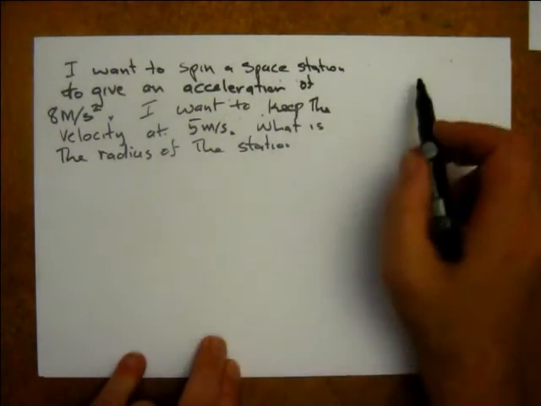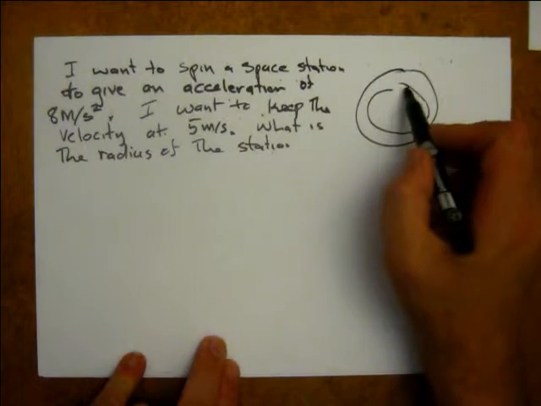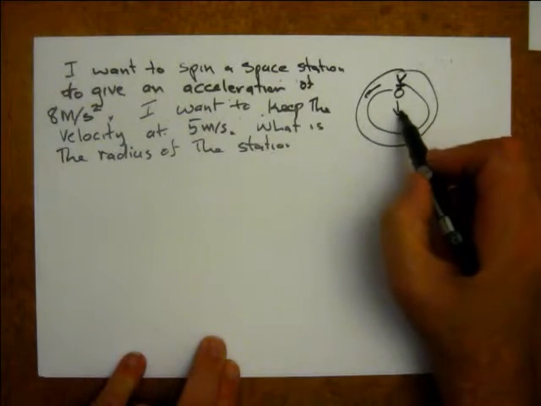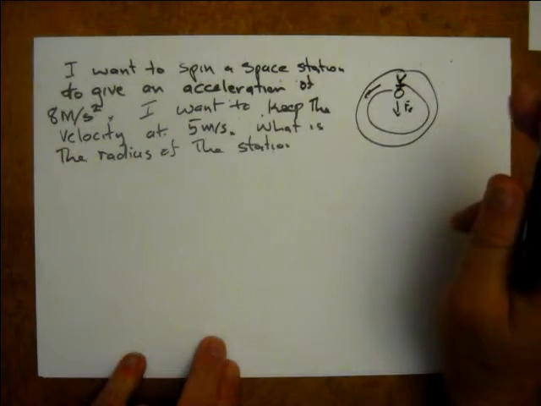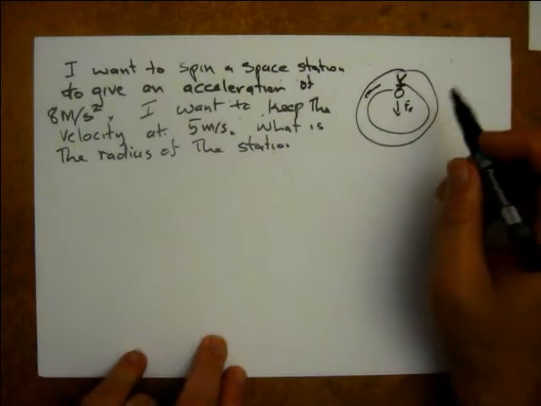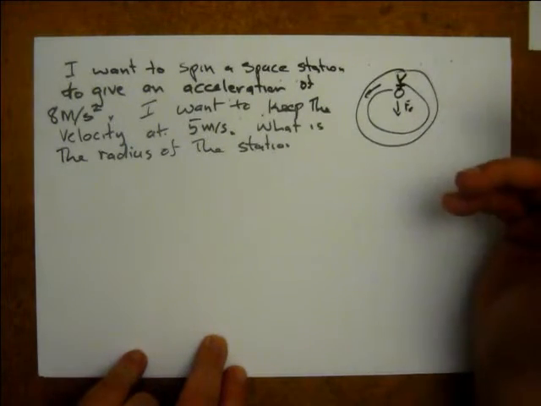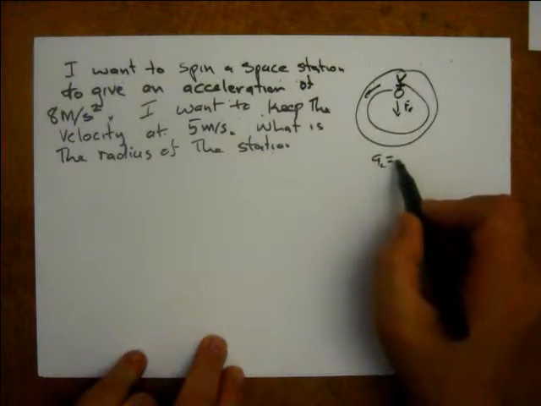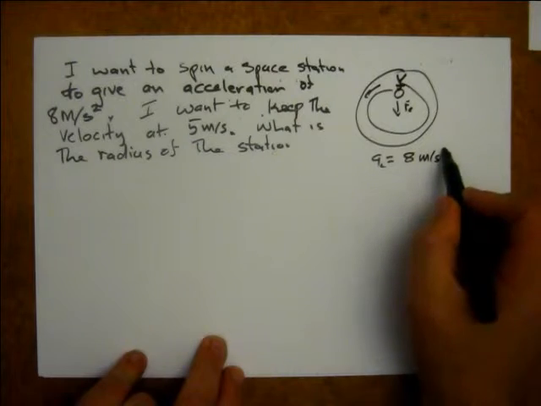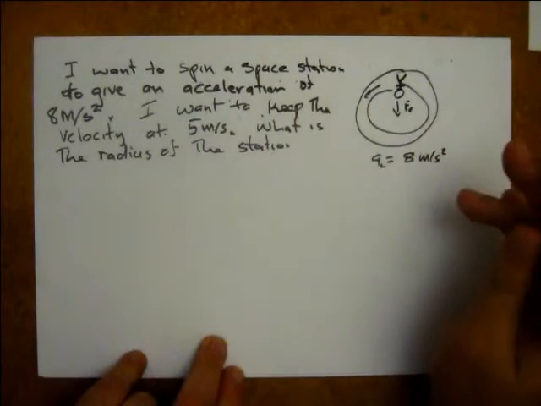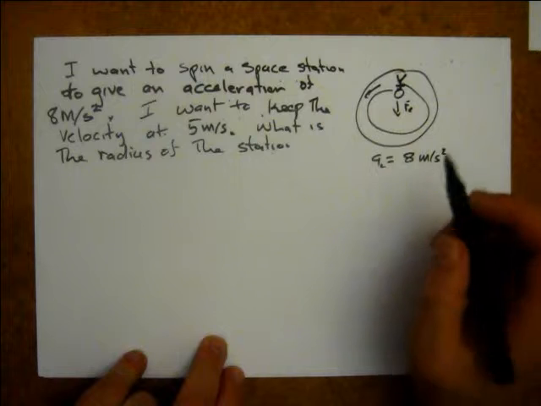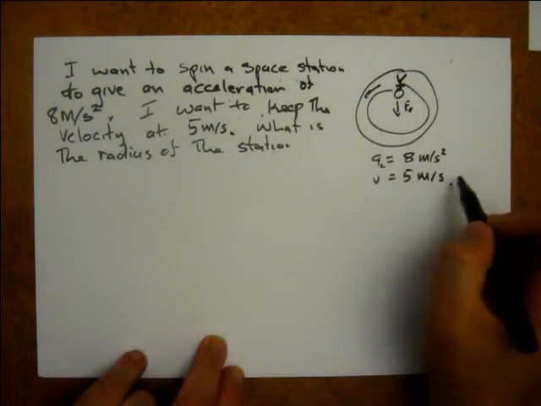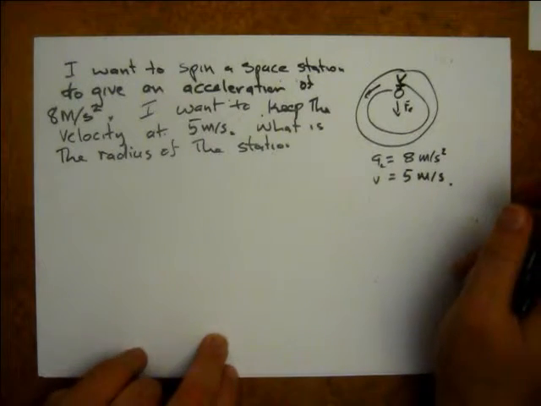So we're going to make a space station. So I can stand here. That's going to spin around, and we're going to have our force centripetal. What's the acceleration going to be? Well, write down what we know. We know A centripetal equals 8 meters per second squared. We know V equals 5 meters per second. So let's go and work this out.